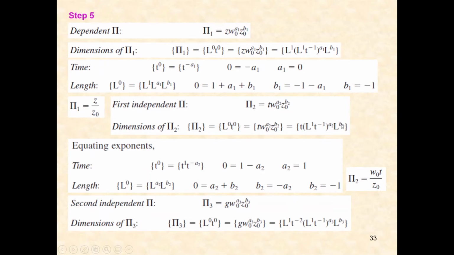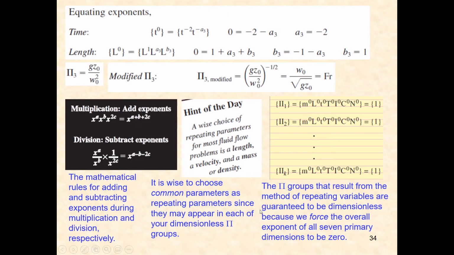So pi 2 is equal to W, T times W naught times Z naught to the power of minus 1. So that is how we obtain this pi 2. And we do the same thing for pi 3. And pi 3, actually, what we obtain is this. And when we modify this, this is actually the Froude number.